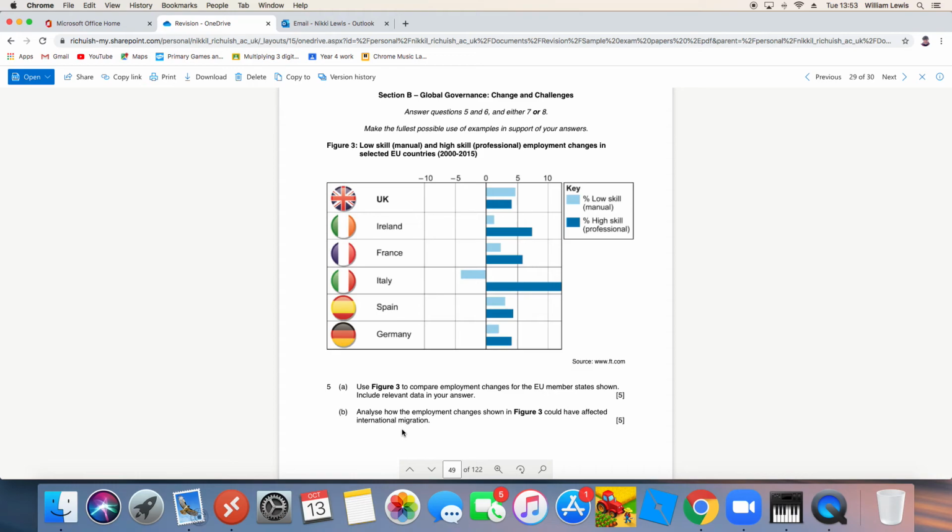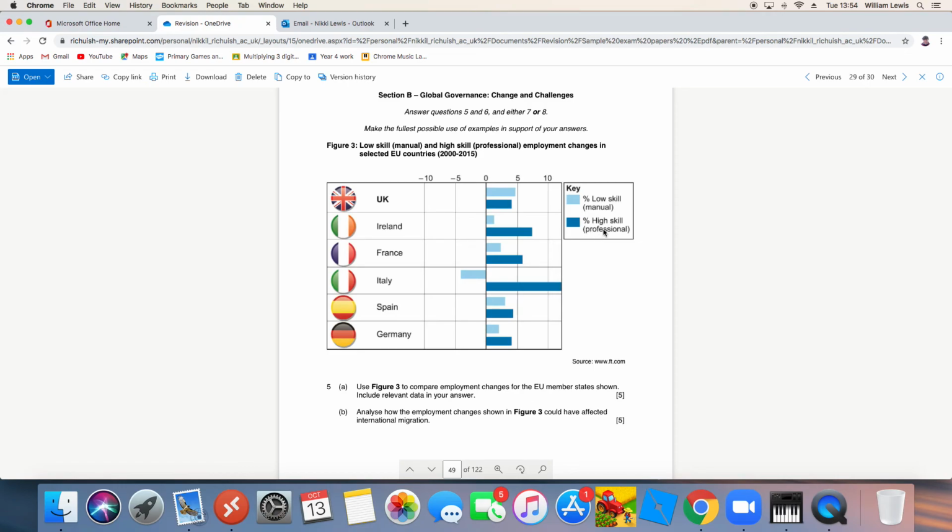Part B, we've got to think about that graph and we've got to think, how could that have affected international migration? And I'll give you a couple of clues here. Let's say you were a low-skill manual worker. Which of these countries does it make sense for you to maybe be moving into? And which country would it make sense for you to be moving out of? Okay, so Italy has seen a huge reduction in low-skilled jobs, so you would probably leave Italy if you were a low-skilled worker, and it would make the most sense to move to the UK because that's the biggest increase. It's that kind of thing, okay?